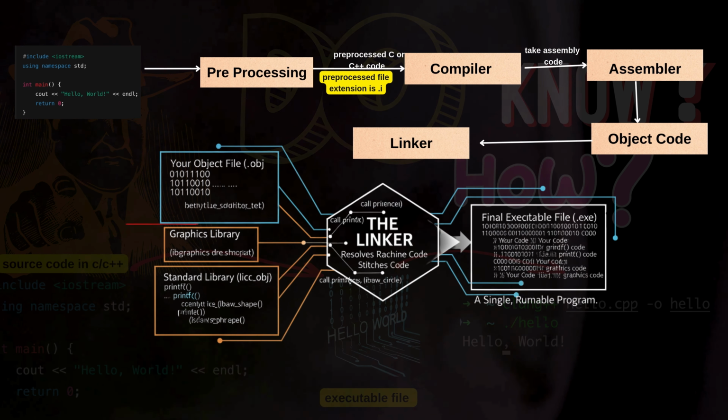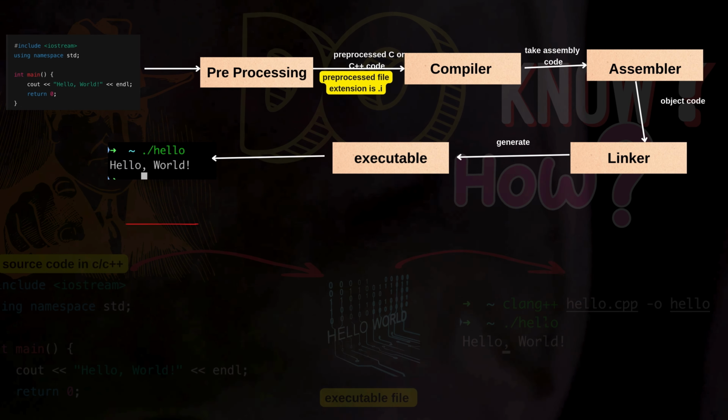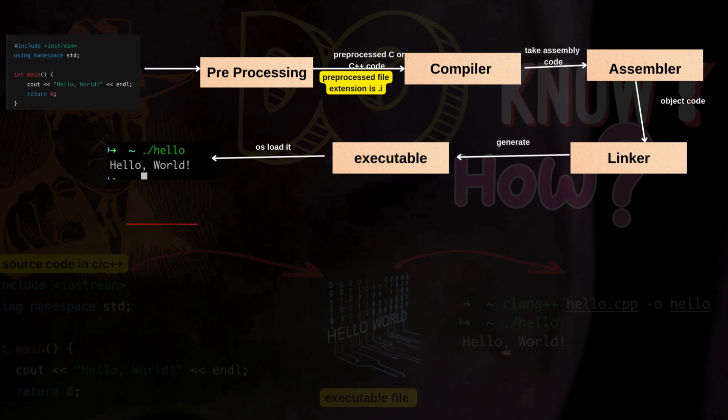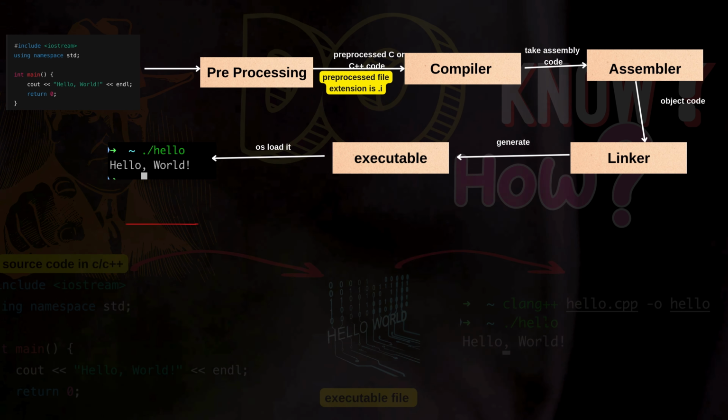And finally, when you run it, you will generate an exe. As soon as you execute it, your operating system loads the binary into memory and your CPU starts executing those 1s and 0s at lightning speed. That's how your source code becomes a living program.